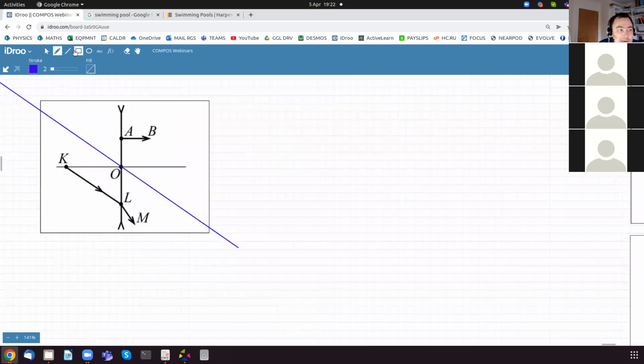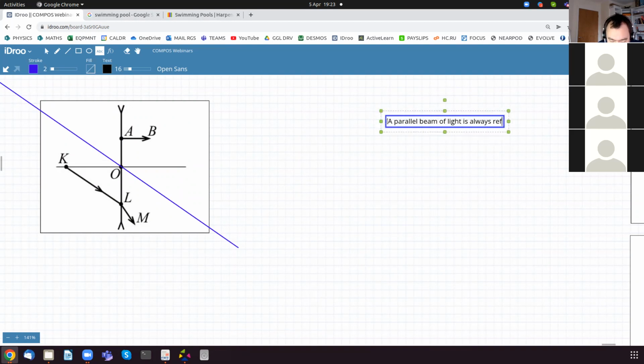So we're using the fact that a parallel beam of light is always refracted such that it meets at the focal plane, not the focal point necessarily, at the focal plane. How does that work?